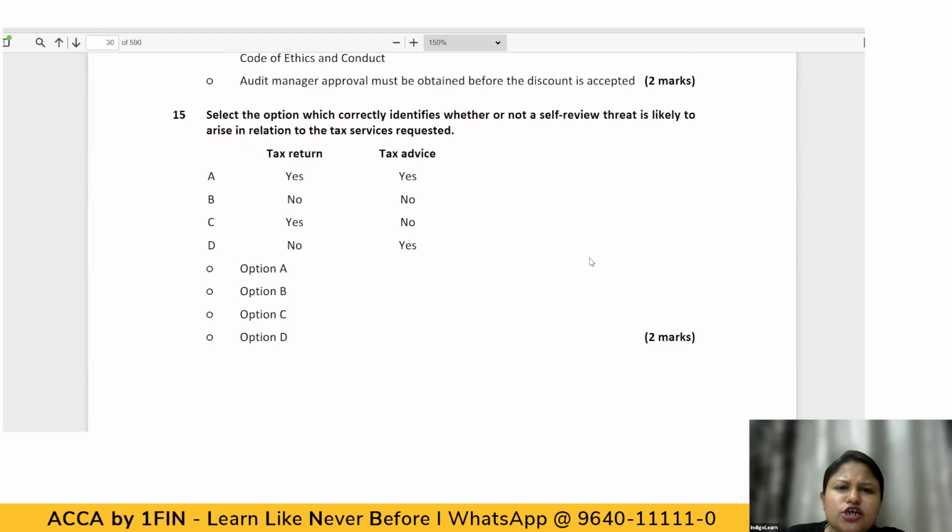Okay, then select the option which correctly identifies whether or not a self-review threat is likely to arise in the case of the tax services requested. So two tax services are requested. One is preparation of the tax return. One is to provide tax advice.